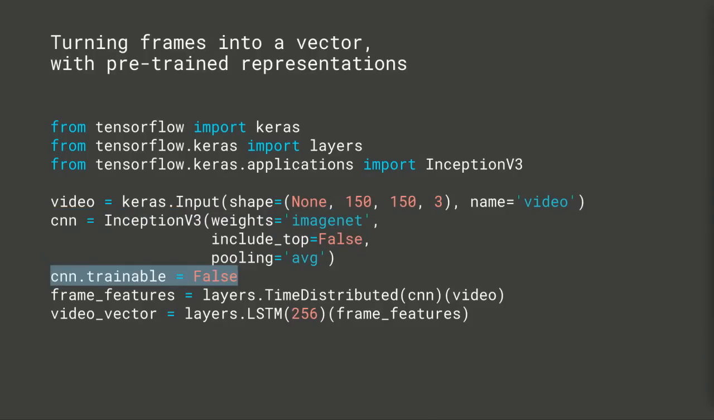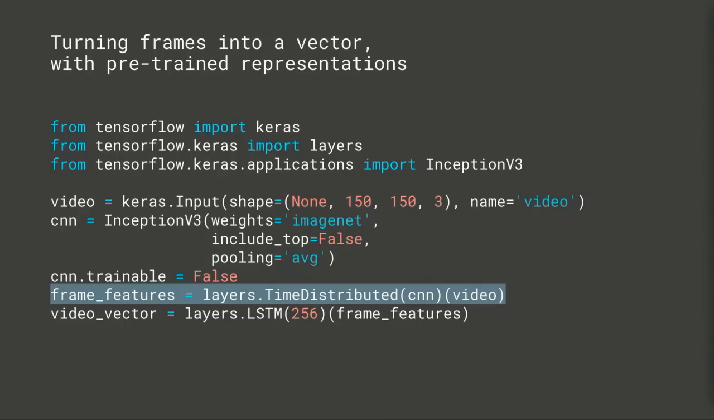In the next step, we are setting this ConvNet to be non-trainable, which means that its representations will not be updated during training. And the reason that's important is because this ConvNet already comes with good, interesting representations, and you don't want to alter them.